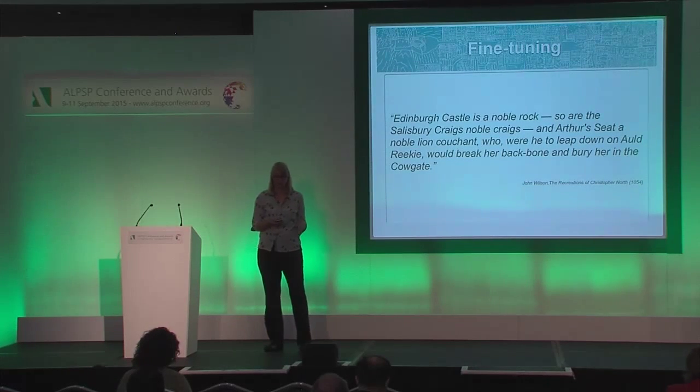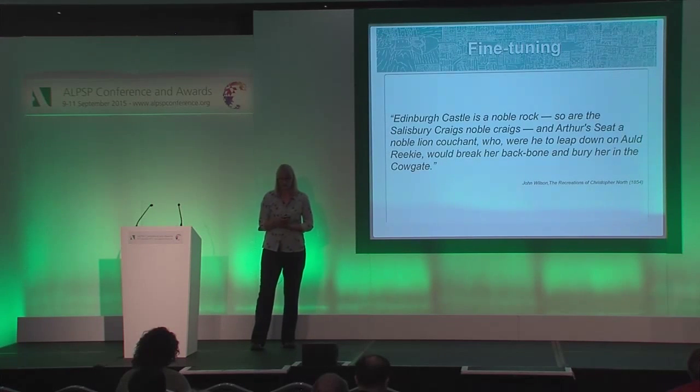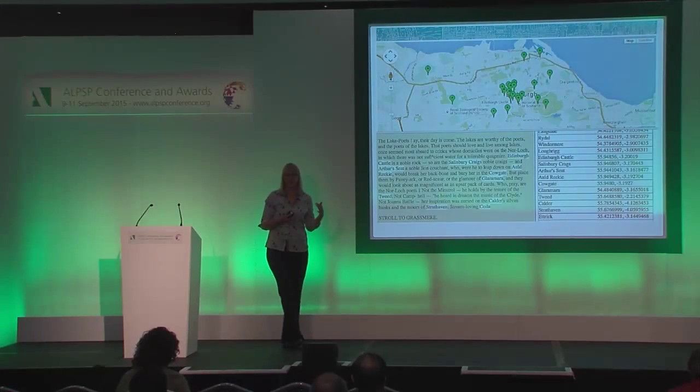outputs. So here we have quite a nice excerpt from John Wilson's The Recreation of Christopher North about Edinburgh, and here it is displayed in our in-house visualization, which we use to then do error analysis to check, did we get this right? Are there errors? Are there consistent errors that we can fix, and so on.